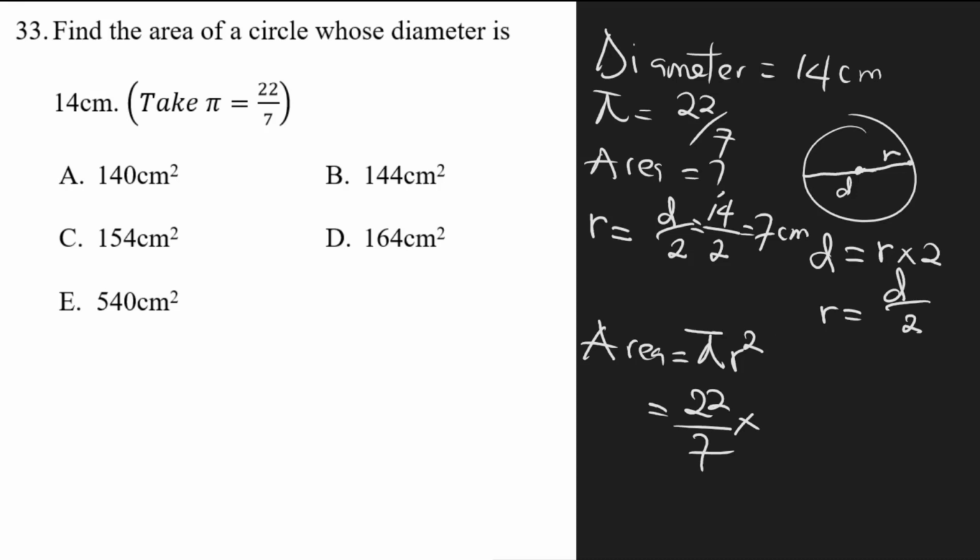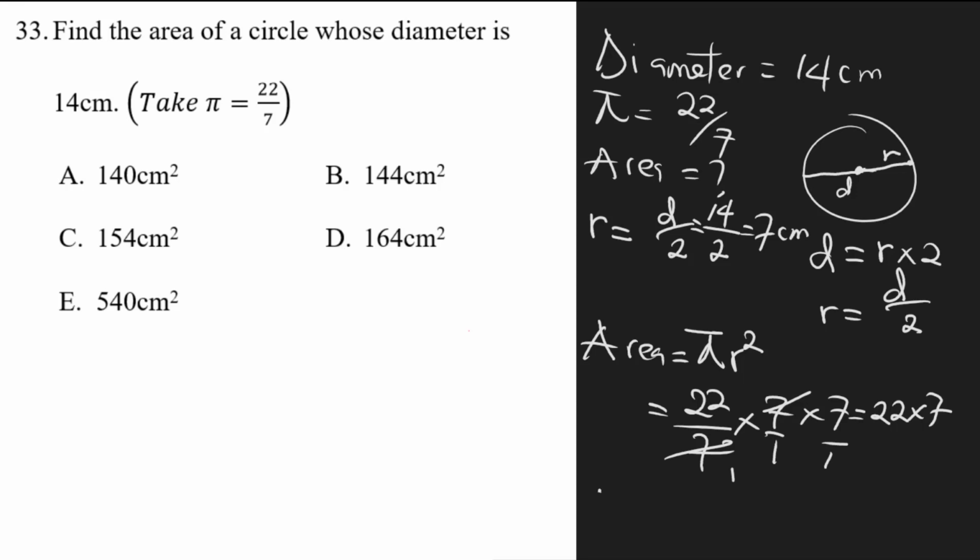So what is our r? We have seen that our r is 7 centimeters. So we're going to say 7 in two places, over 1 over 1. We know that 7 can cancel this 7 here. You're left with 22 times 7. This 22 times this 7, right? So let's multiply it and see.